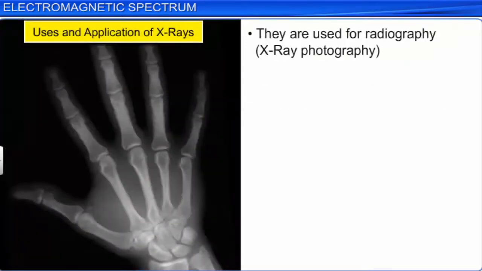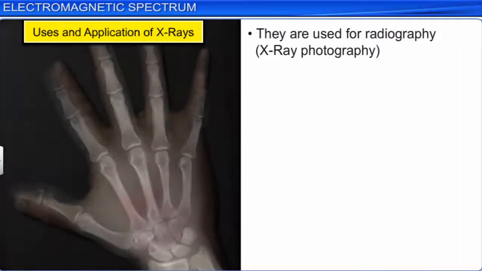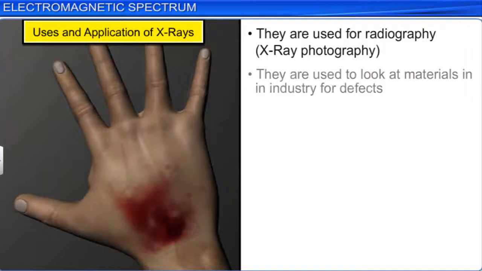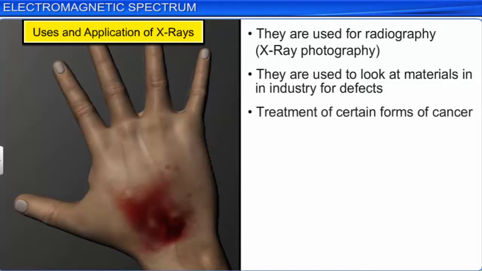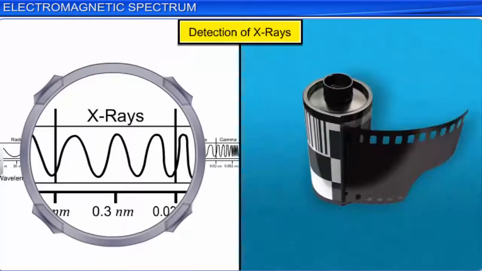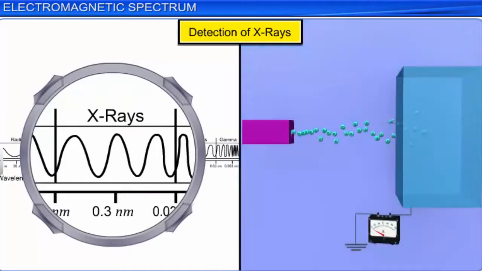X-rays are used as a diagnostic tool in radiography, which is popularly known as X-ray photography, and to look at materials in industry for defects. They are also used in the treatment of certain forms of cancer. They can be detected by using a photographic film or an ionization chamber or by using a Geiger tube.